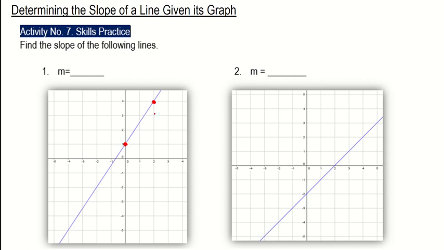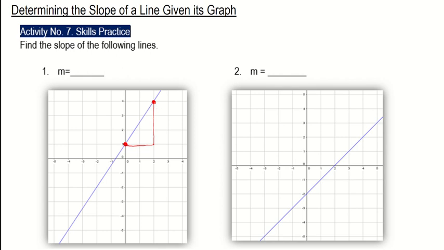So step 2 is we are going to draw a right triangle from the first point going to the second point. So this is our first point and this will be our second point. Okay. Let's draw a right triangle going from the first point going to the second point. And then we count the rise. Okay? Kapag ang rise natin ay pababa, ibig sabihin negative. Kapag paakyat naman, it's positive.